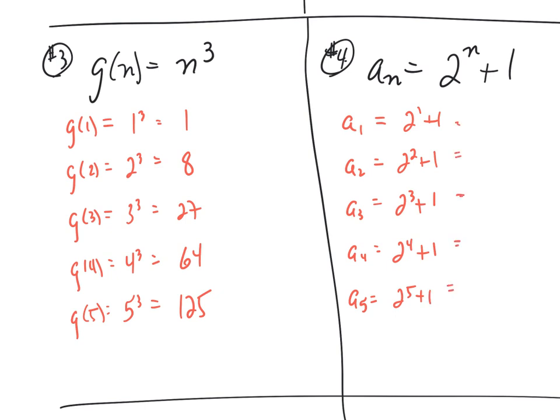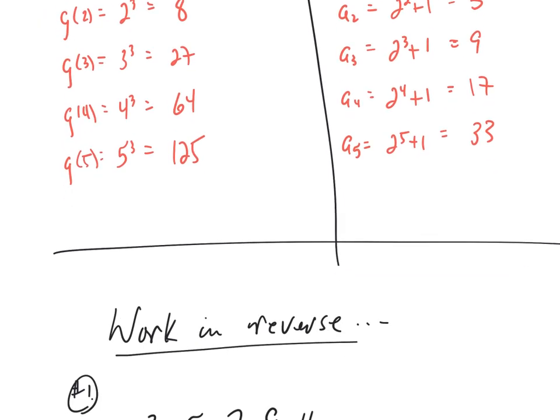And again, just doing the arithmetic in the correct order, exponent first, addition second. 2 to the first is 2, plus 1 is 3. 2 squared is 4, plus 1 is 5. 2 to the third is 8, plus 1 is 9. 2 to the fourth is 16, plus 1 is 17. 2 to the fifth is 32, plus 1 is 33. Okay, so there's some examples of starting with a sequence and then finding the first 4, 5, 6, however many terms we might ask for in any sequence.